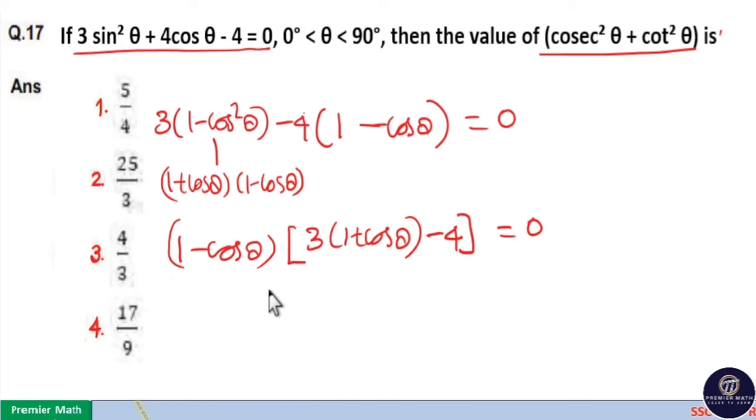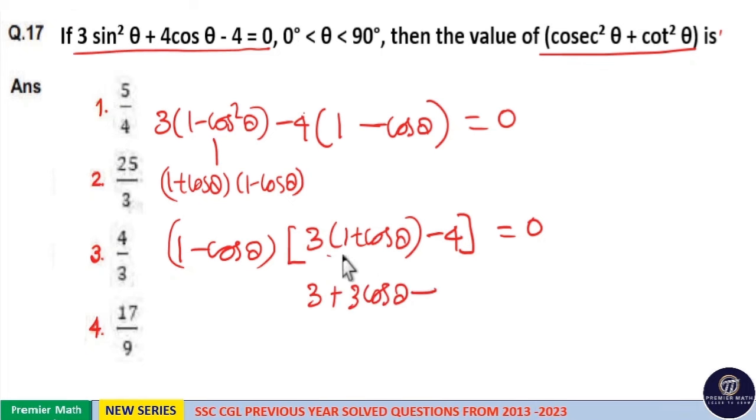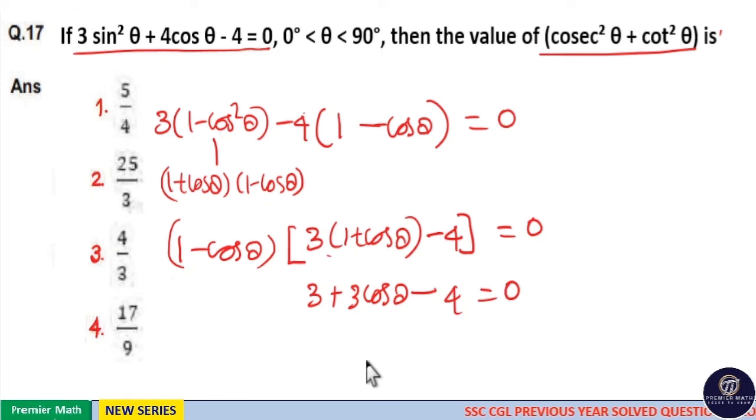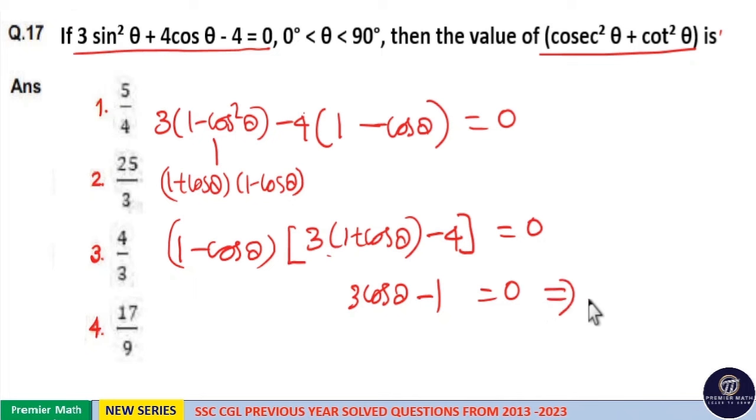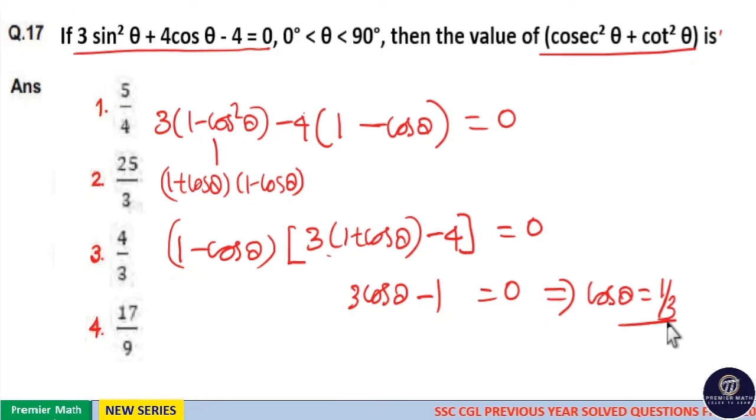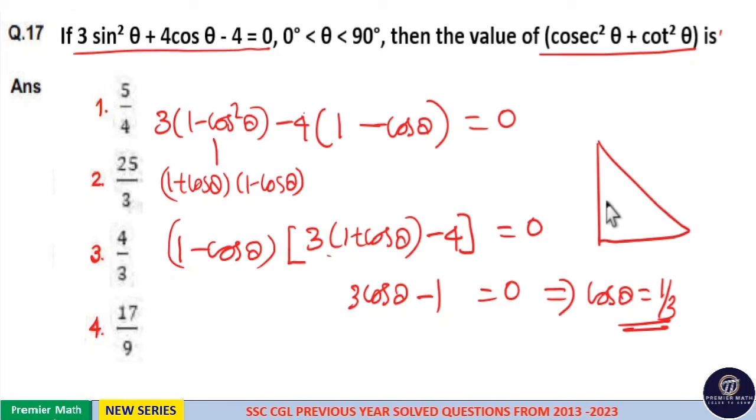Now here 1 minus cos theta, if I equate with 0, cos theta will become 1, which is not possible. So equate the other term with 0, that is 3 plus 3 cos theta minus 4 is equal to 0, means here 3 plus minus 4 is equal to minus 1. That is 3 cos theta minus 1 is equal to 0, which means cos theta is equal to 1 by 3.